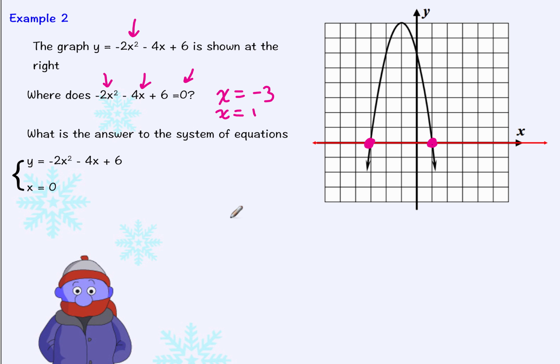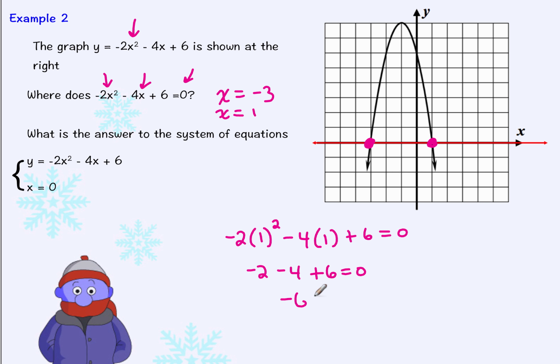See, if I come down here and check that, let's put in a 1 first because putting in 1 is always easy. All right, so that's 1 squared is 1, negative 2 minus 4 plus 6. Does that get me 0? Yep, negative 6 plus 6 gets me 0. And that's all they were asking. What x values result in an answer of 0? And likewise, if I put in a negative 3, it would work also.